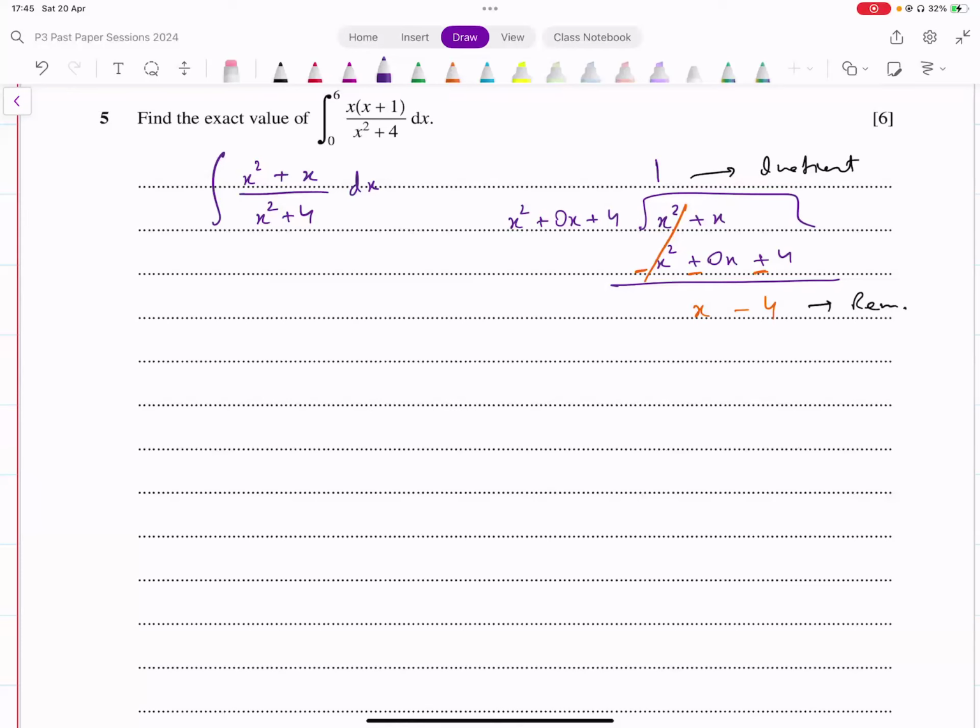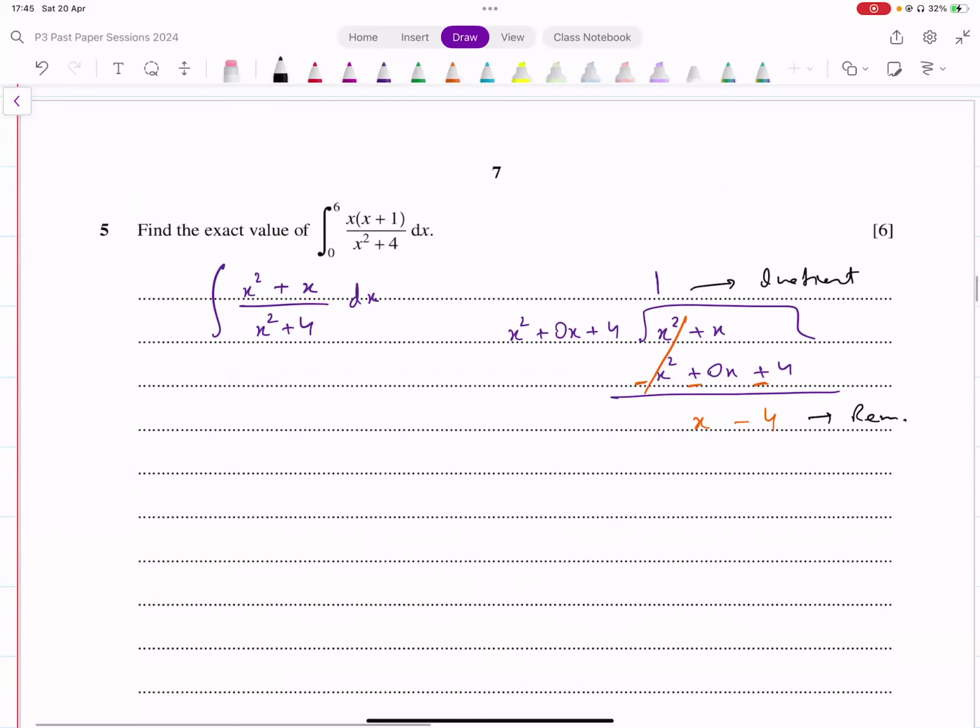x squared plus x over x squared plus 4. Once you're done with this, you can break it into two parts: quotient plus remainder over divisor, right? So we've got this fraction. We could use that rule that you should know from polynomials: dividend over divisor can be written as quotient plus remainder over the divisor.